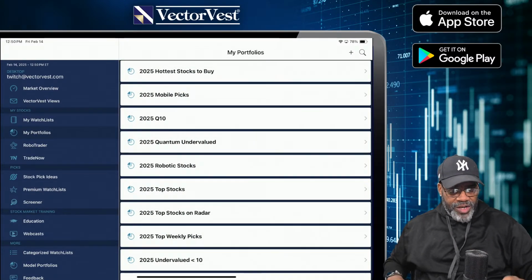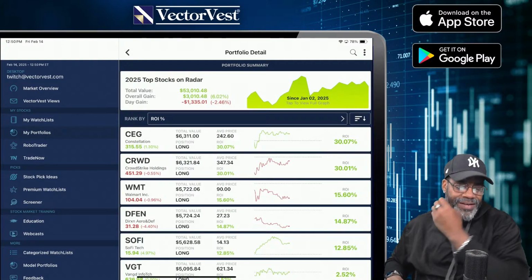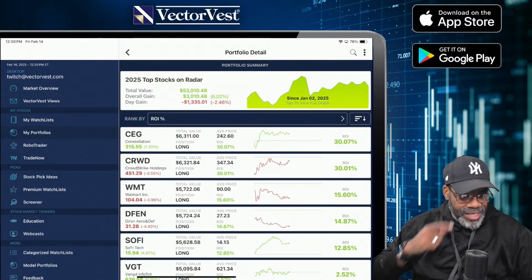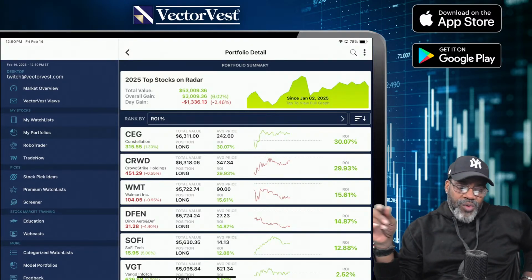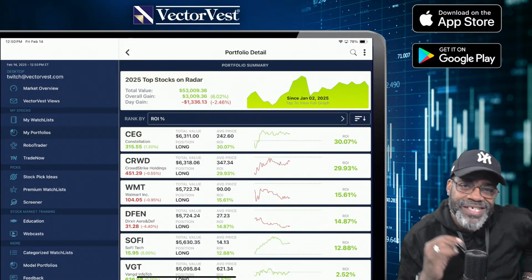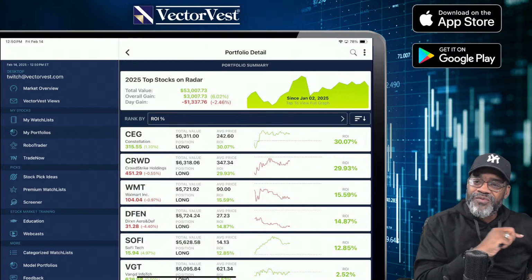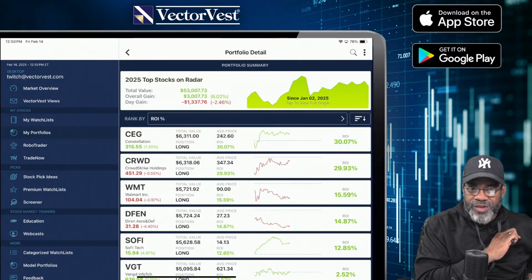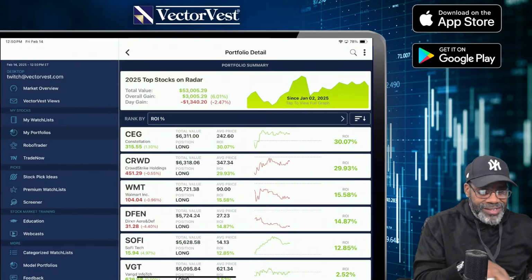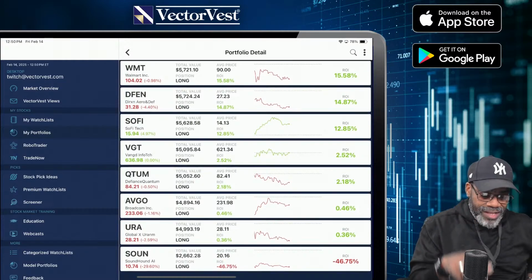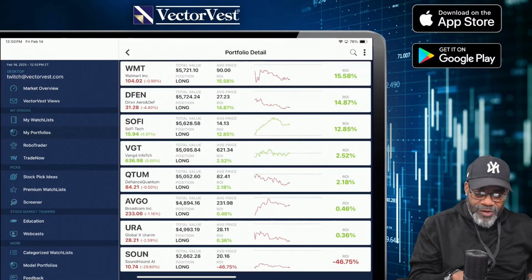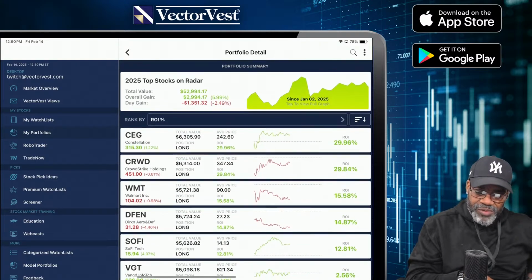And then my 2025 top stocks on the radar, the stocks that didn't make it to the list. CEG, look at these stocks. And you know what I like about these from a personal standpoint? A lot of times I go back to these portfolios, I see what's moving, and I put it into my real world portfolio. I say, man, CEG is up 30%. What did I miss? CrowdStrike is up 29%. What did I miss? I love this. Only one stock is down in my reserves list, the SoundHound. Everything else is making money.